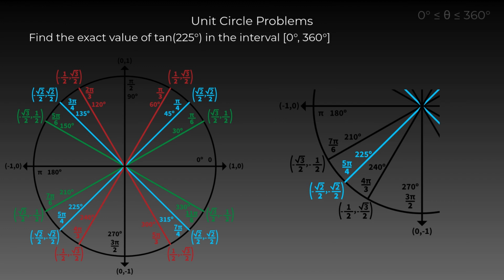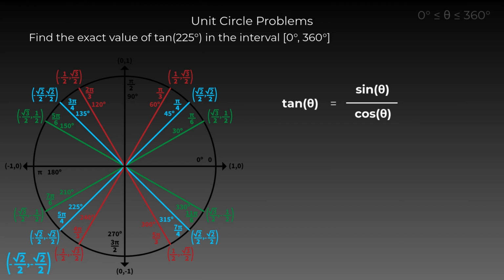Using the formula, tangent of theta equals sine of theta divided by cosine of theta. Tangent of 225 degrees equals negative square root of 2 over 2, divided by negative square root of 2 over 2, which simplifies to 1.